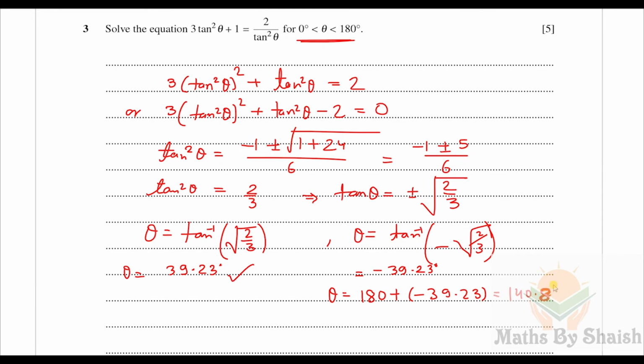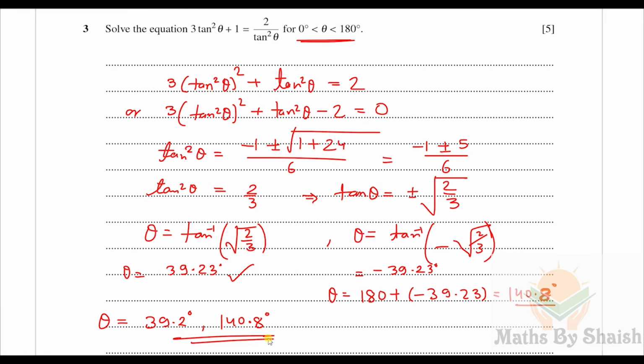I'll take 7, in place of 7 I'll write 8, because I want the answer to one decimal place. So the solutions of this become 39.2 degrees and 140.8 degrees. So that's it. Let's do the next question.